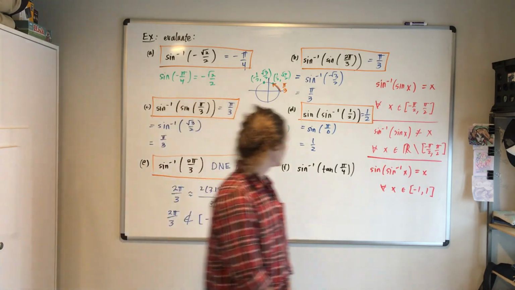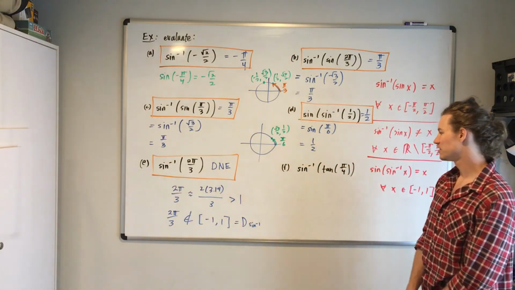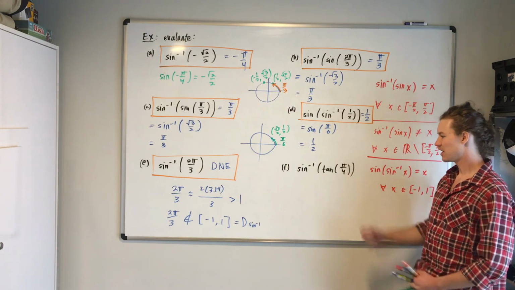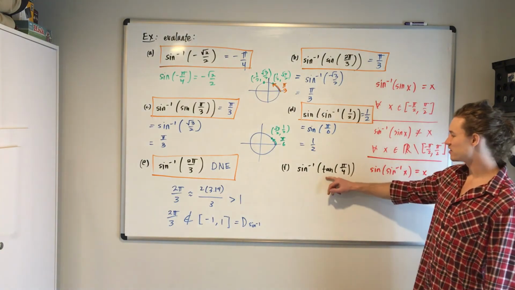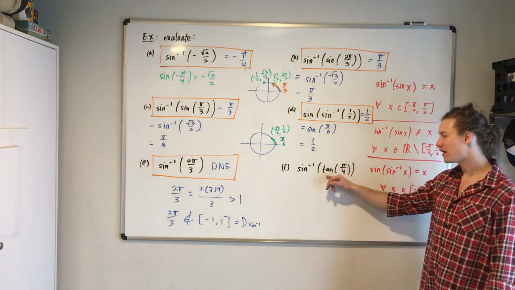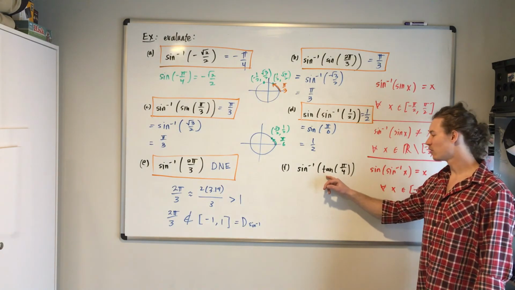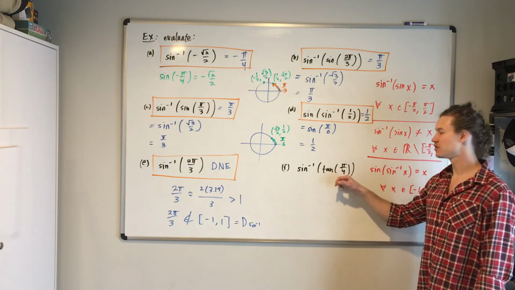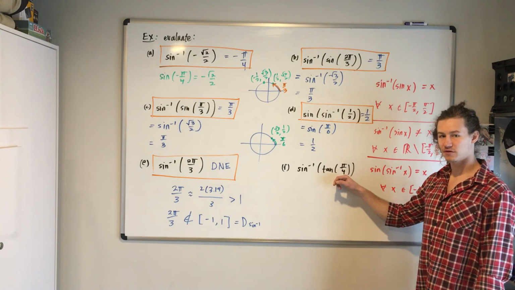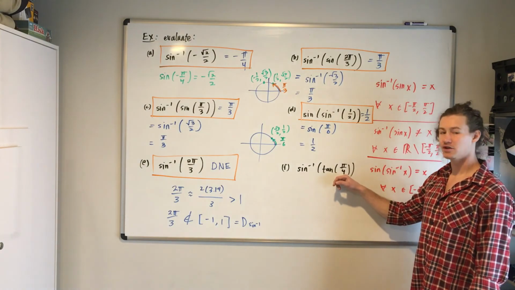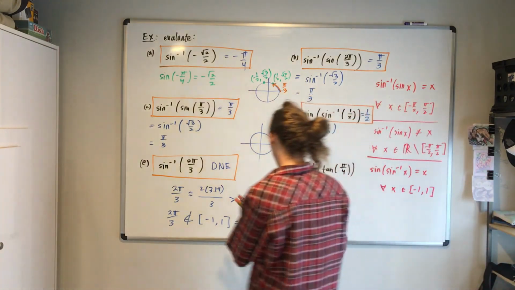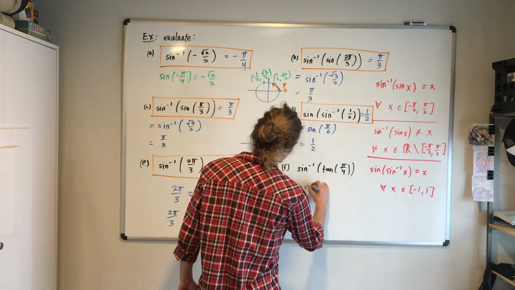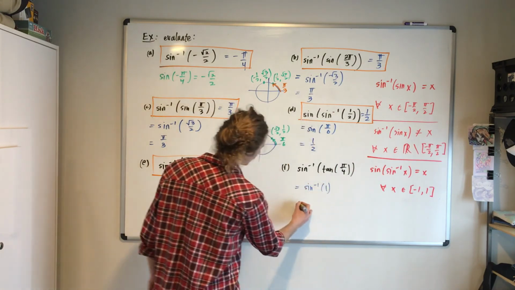Let's go ahead and look at the inverse sine of the tangent of pi fourths. To evaluate this, we start with the tangent of pi fourths. We know tangent of pi fourths is defined as the ratio of the y-coordinate and x-coordinate of the terminal point corresponding to the real number pi fourths. That terminal point is root 2 over 2, comma root 2 over 2. The ratio of those coordinates is 1. So we're looking for the inverse sine of 1.